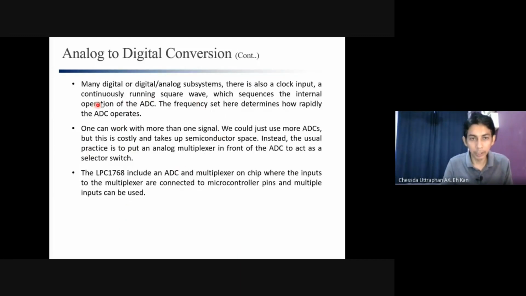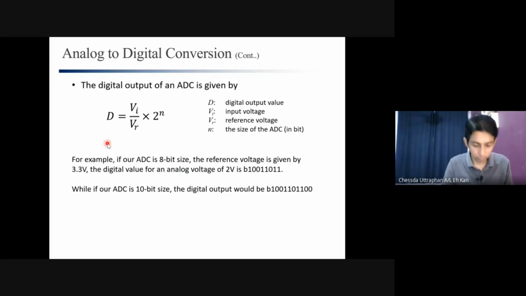Now let's go to the theory a little bit about the ADC. The next question is how the digital value is produced from the analog value. In other words, how the analog value is represented in digital in the microcontroller. So this is the formula. D is the digital value that we want, the one that the microcontroller will use to process. Vi is the analog input voltage, and VR is the reference voltage. So ADC always needs a reference. So this is the reference voltage.